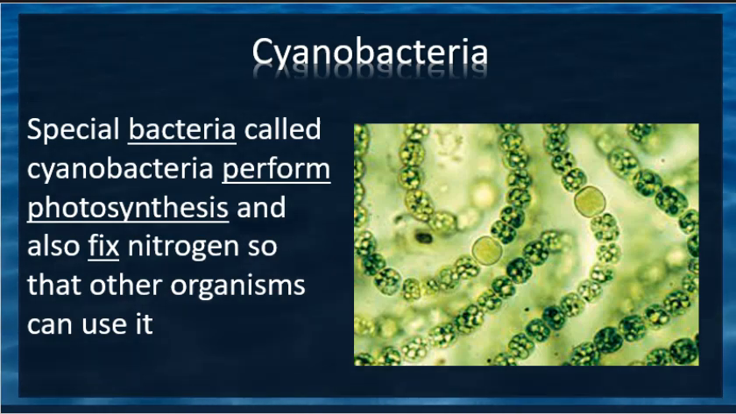Cyanobacteria are a type of bacteria also known as blue-green algae, which is a misnomer. They perform photosynthesis and they fix nitrogen so that other organisms can use it. Fixing nitrogen is just making it bioavailable. The nitrogen in the atmosphere isn't usable. It's interesting that it's there and we can't use it, so it has to be fixed. Have we discussed that it's fixed in the atmosphere by lightning? That's something that fixes it.